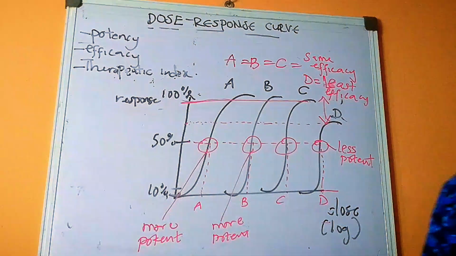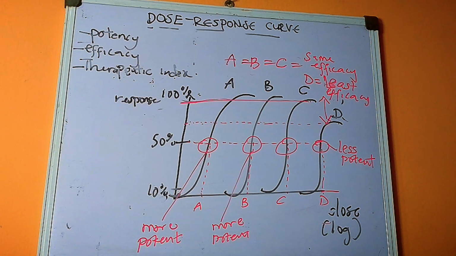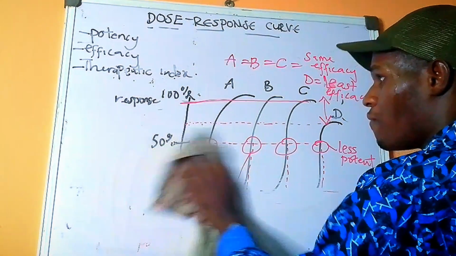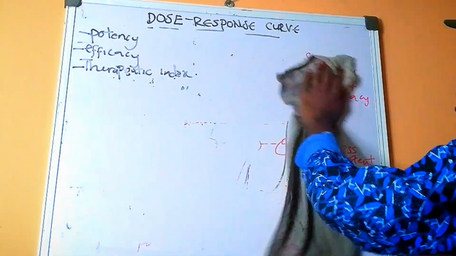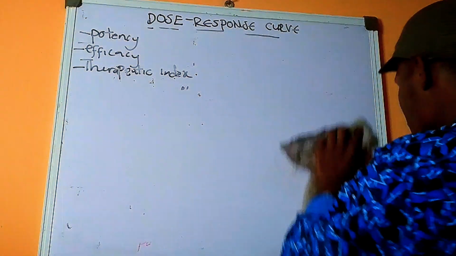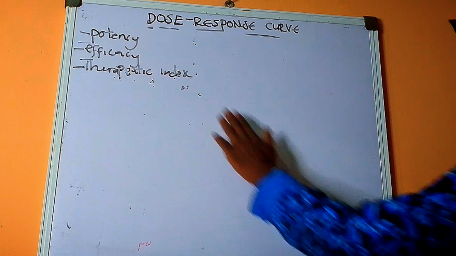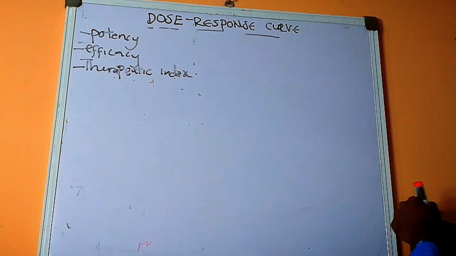And that is all for potency and efficacy. Let's talk about therapeutic index. Very important concept in pharmacology and toxicology. Therapeutic index, or therapeutic ratio, whichever I want to call it.